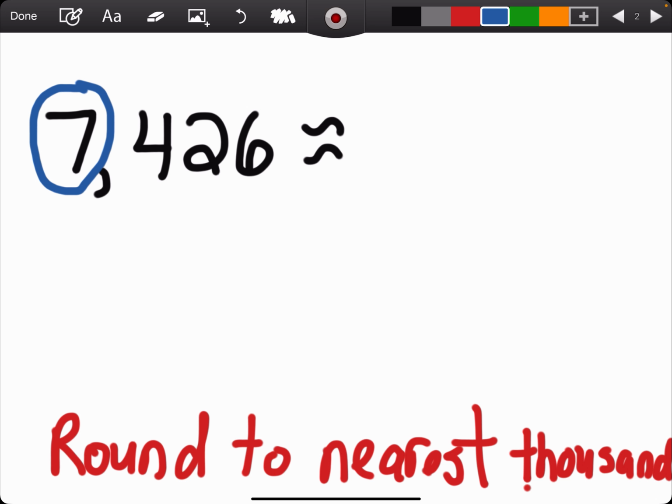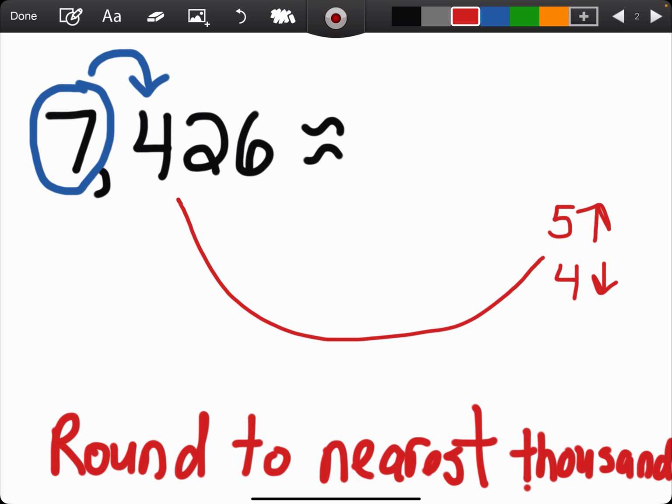So who's in charge of that 7 in the thousands place? We're going to go next door to the place value directly to the right, which is the 4. So the 4 in the hundreds place. That 4 tells the 7 what to do. So I'm going to jot here on the side. We've often said 5 or high, we go up to the sky, 4 or low, stays down low. And this, I'll draw an arrow, goes to the digit that is next to the right of the place value that we're rounding to.